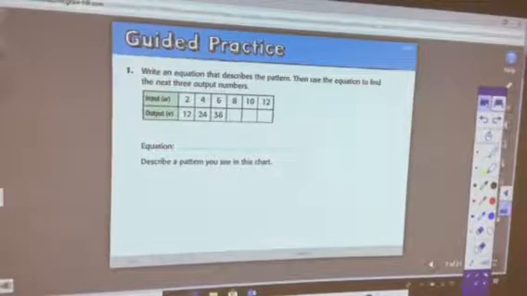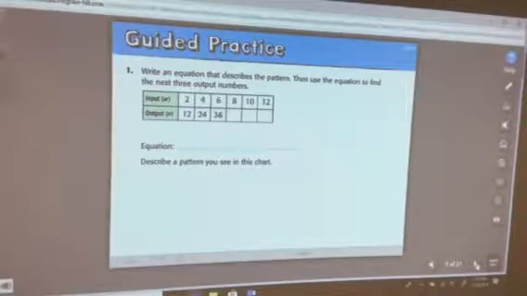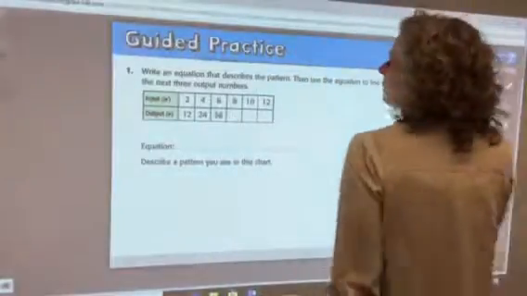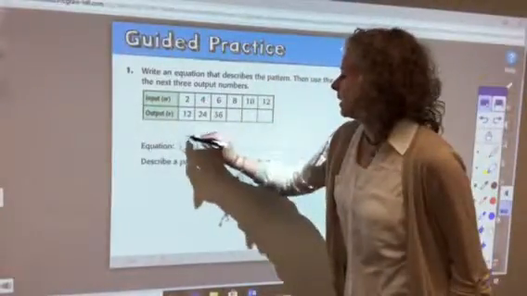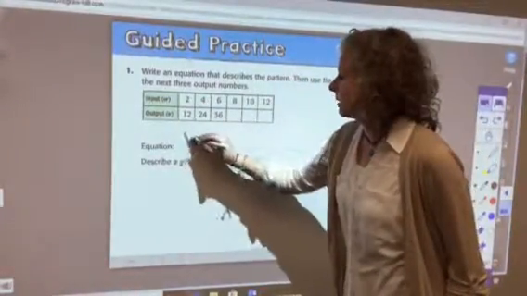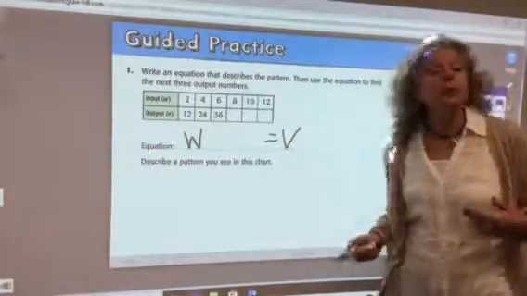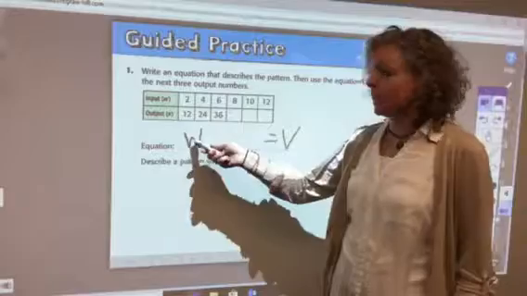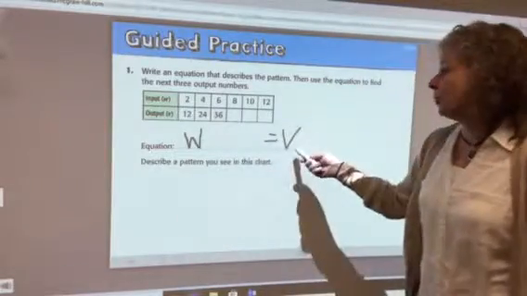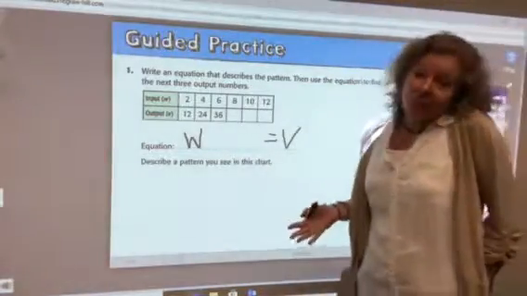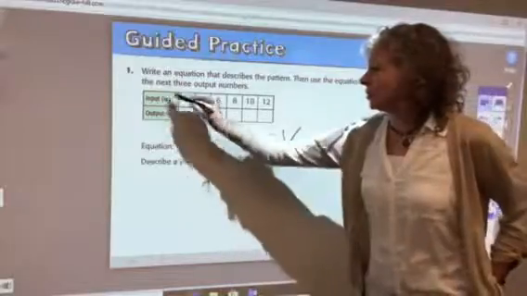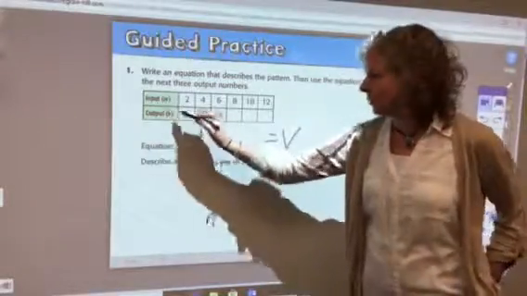Let's look at this one. Here's another input-output table. So we're going to look at the input, that's W, and we're going to look at the output, that's V. Notice what I did first. I put the input letter down, and then I put the output letter down. So that reminds me of what I'm actually going to do. I'm not going to change the letters. I'm going to use what they have.